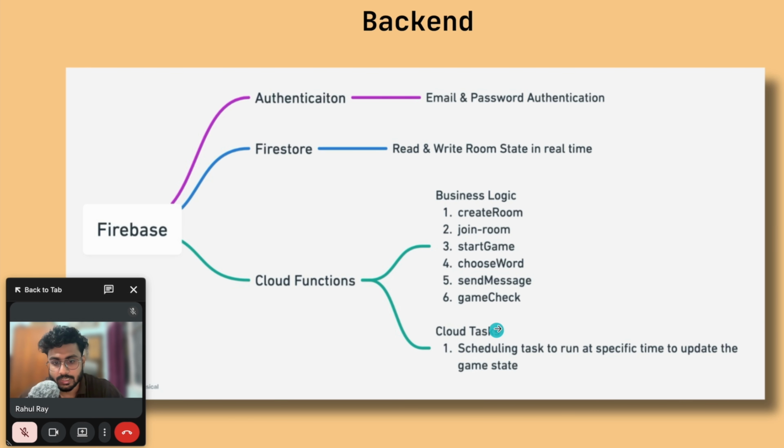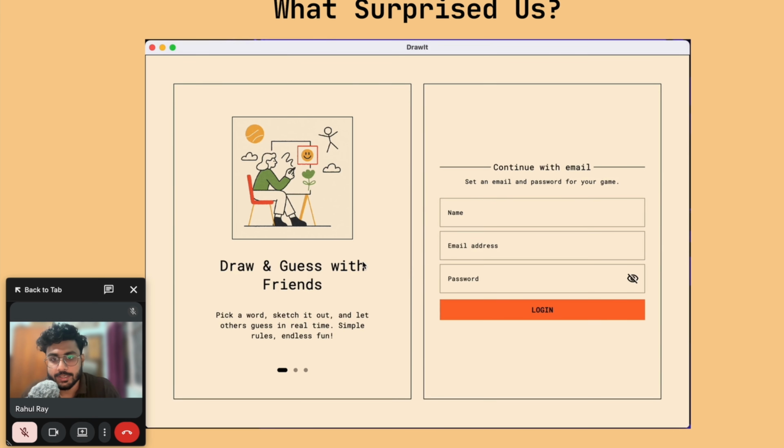Then we have Cloud Tasks, which we use to run particular functions at a particular time. Let's say we start a round at T0, and the time duration for each round is 30 seconds. Then at T30, the state should automatically be updated and the function should automatically be called. To make sure that all the functions are called at a given point of time, we chose the approach of Cloud Tasks along with Cloud Functions. So this is the overview of our backend.